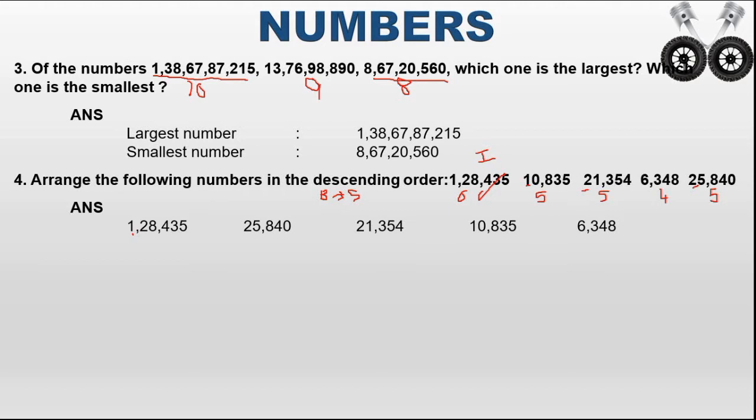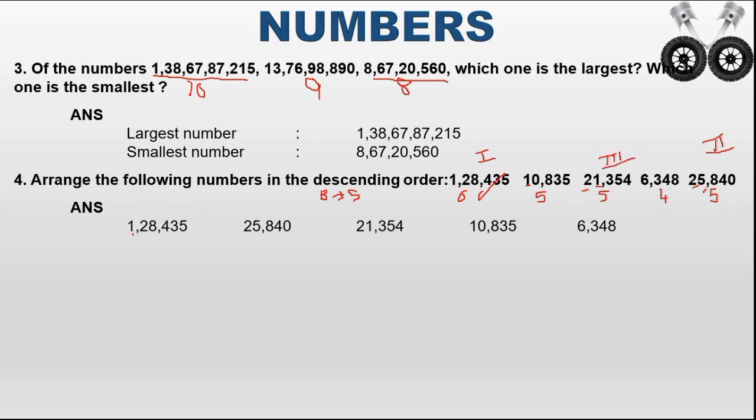Now I am going to compare the two numbers. The first digit is the same, 2. So what is the second digit here? Here 1 and here 5. Which is the largest one? 5 is the largest one. So this number is arranged as the second number, and this one is arranged as the third number.